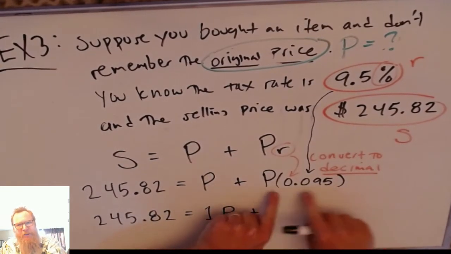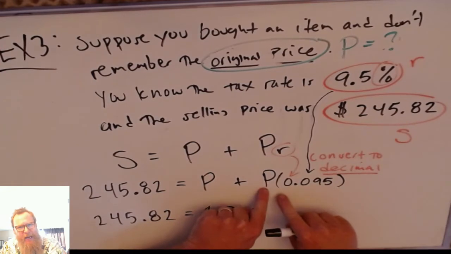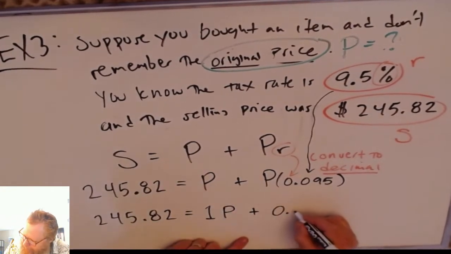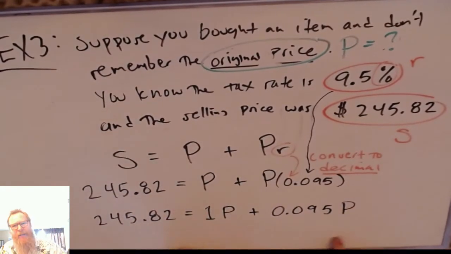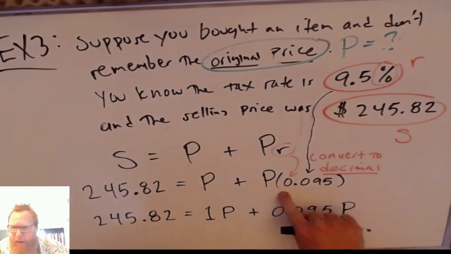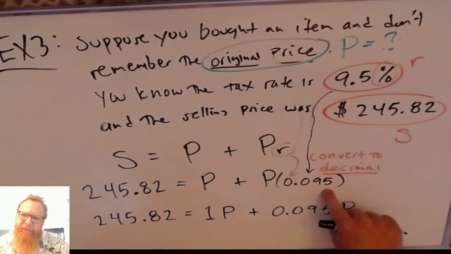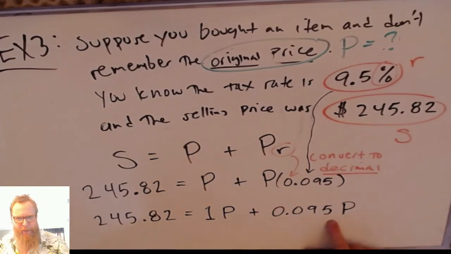Also, when you multiply a constant times a variable, we typically put the constant in front of the variable. So instead of saying P parentheses 0.095, we just say 0.095P. It's the algebraic way to say multiplying.